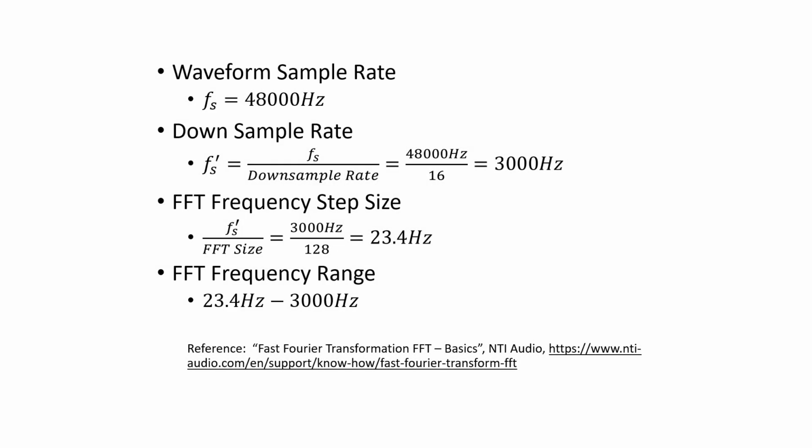The Audio MNIST waveforms have a sample rate of 48,000 Hz, and using a downsample rate of 16 gives us an FFT sample rate of 3,000 Hz. We can calculate FFT frequency step size by dividing the FFT sample rate by the FFT size. In our case, with an FFT size of 128, we have a step size of 23.4 Hz and a frequency range of 23.4 to 3000 Hz.